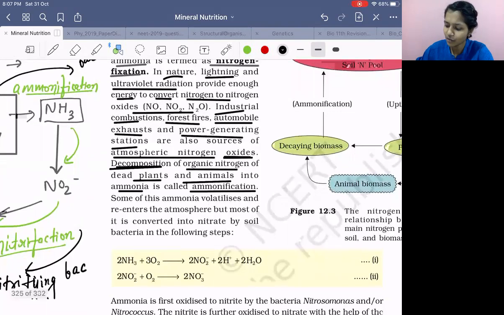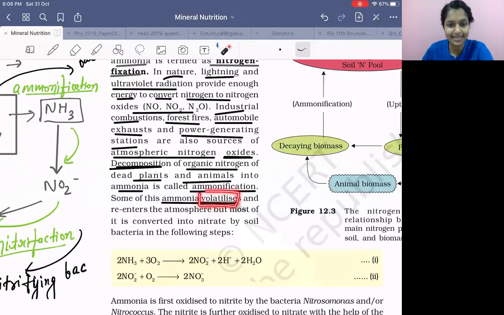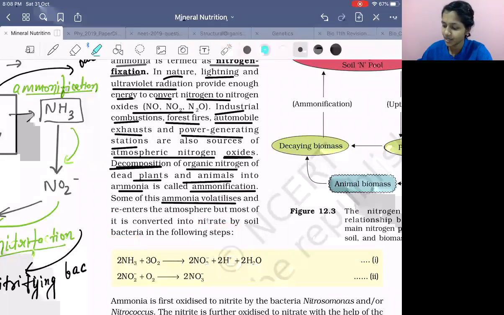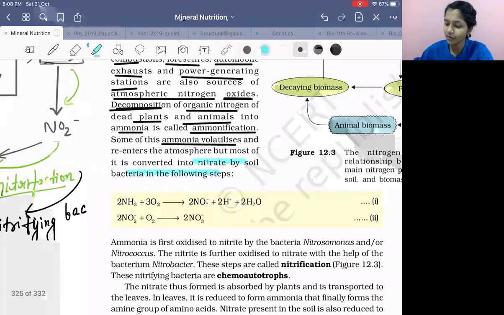Some of the ammonia gets volatilized. Volatile means it can get evaporated and mixed in the environment. That is the meaning of volatilizes. Some ammonia can get volatilized and re-enter the atmosphere, but most of it is converted into nitrate by the soil bacteria. How? See, ammonia you have got.